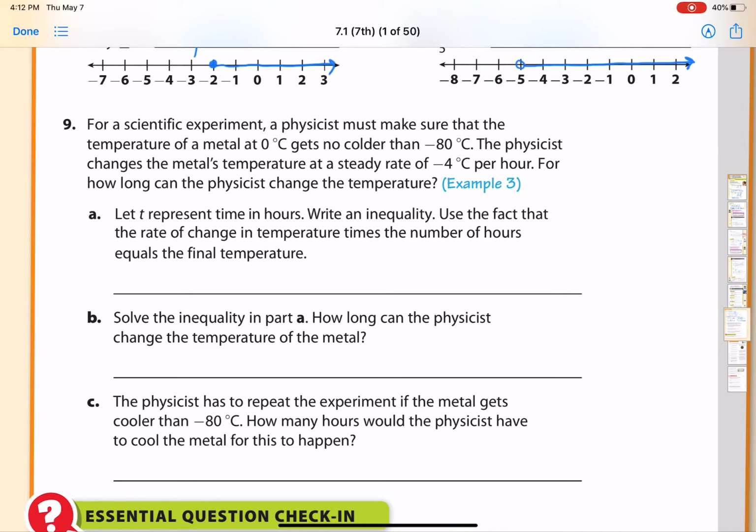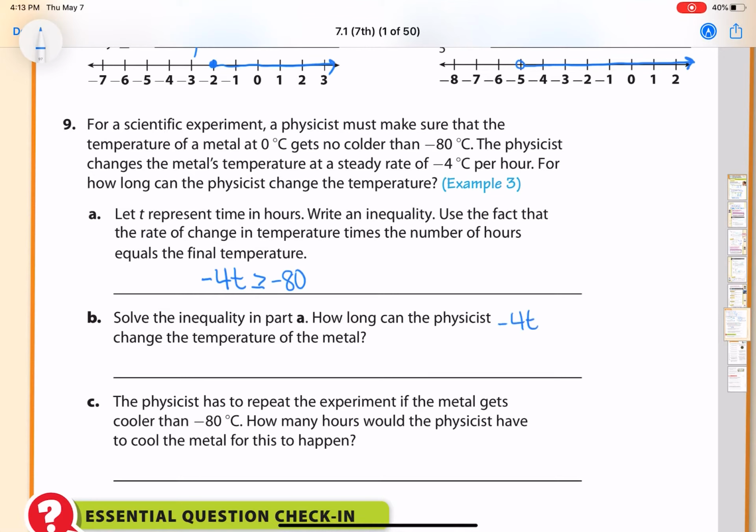So let T represent time in hours. Write an inequality. Use the fact that the rate of change in temperature times the number of hours equals the final temperature. So it changes at negative 4 degrees per hour, which is T. And it can't get any colder than negative 80. So this needs to be greater than or equal to negative 80.